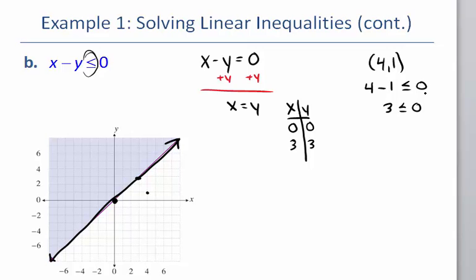Is that true or not? Is 3 less than 0? Okay, so that is false. And so if it's false, then 4, 1 is not a solution to the inequality, which means that nothing over here solves the inequality. And by default, it must be the other side. And so then we can go in and we can shade everything on the other side as our solution set.